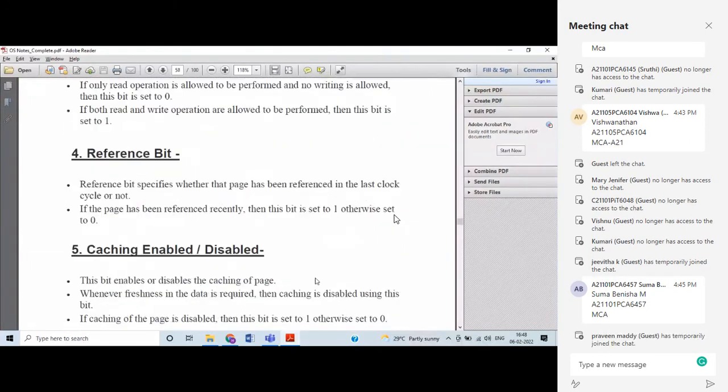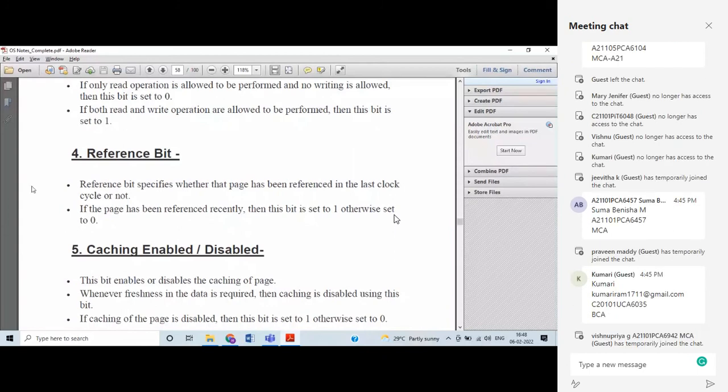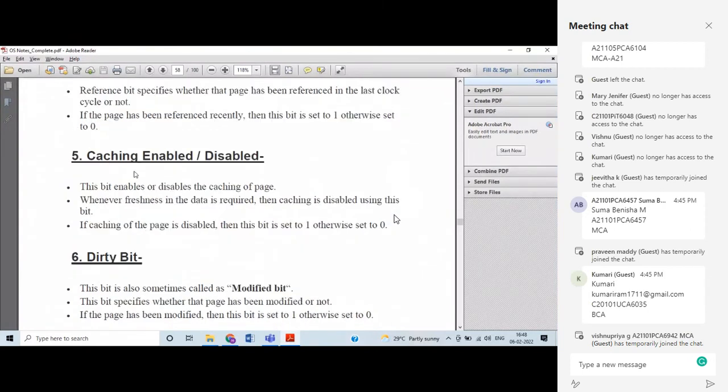And the reference bit specifies whether the page has been referenced in the last clock cycle or not. Already page நம்ம refer பண்ணிருக்கோமா இல்லையாங்கறத சொல்லும். If the page has been referenced, it will be set to 1, otherwise it will be set to 0.